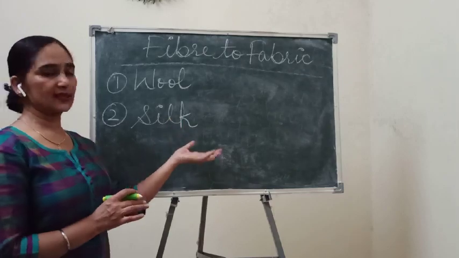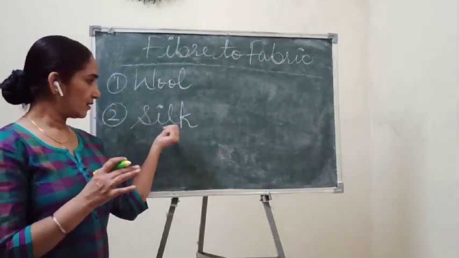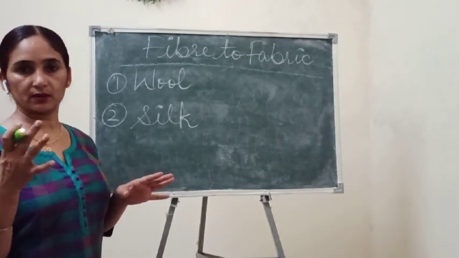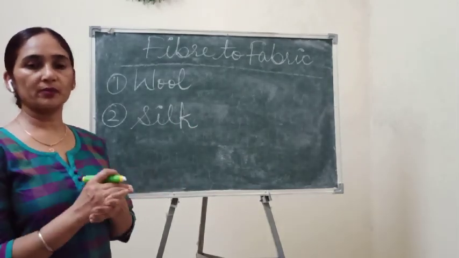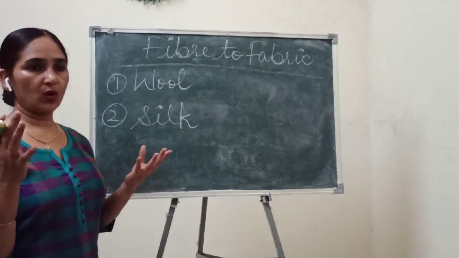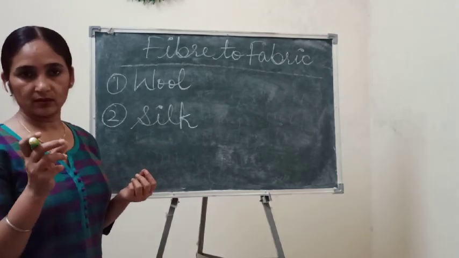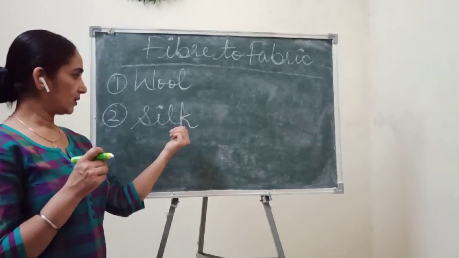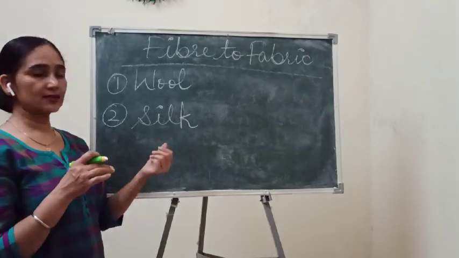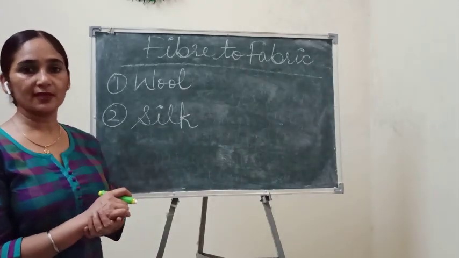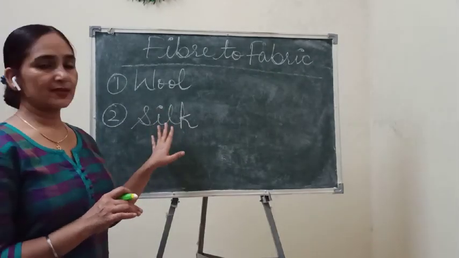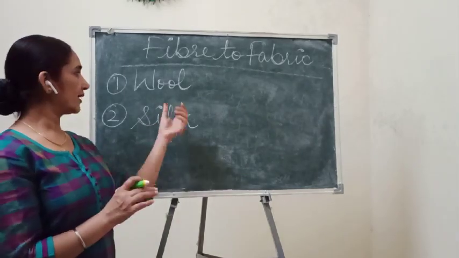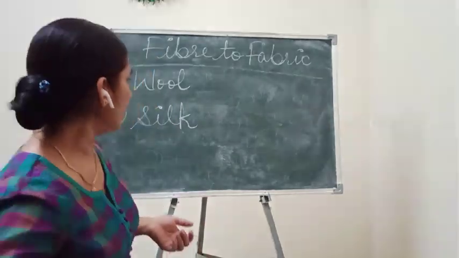And in case of silk, we will study in the second part. Silk we can get from the silk moth. Silk moth means that moth is a kind of insect. So from that insect we can get this silk. You know that it is a very costly fiber, and this silk we get from the insect which is called silk moth. So let's first study about the wool.